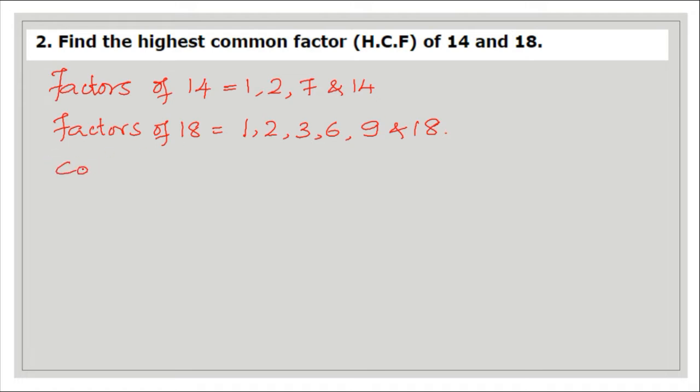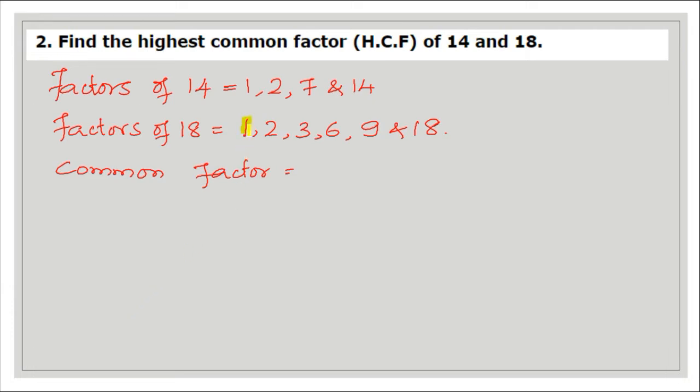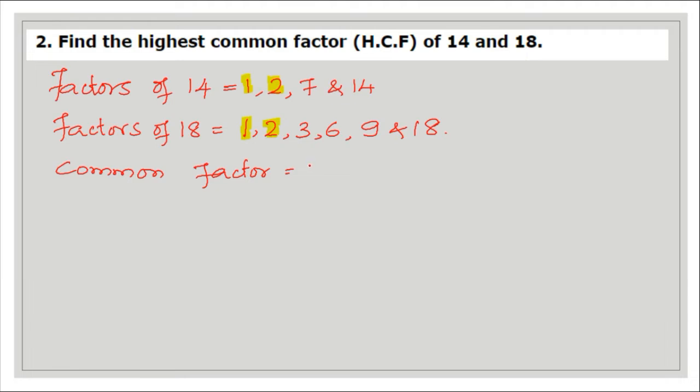So among this, let me find out the common factor. For that, I would like to highlight the common ones. 1 is there in both, 2 is there in both. Are there any other common? No, there are only 2 factors which are common. They are 1 and 2. Therefore, the highest common factor is 2. We also represent in this format H.C.F of 14 and 18 is written as H.C.F within the bracket 14, 18 is 2.